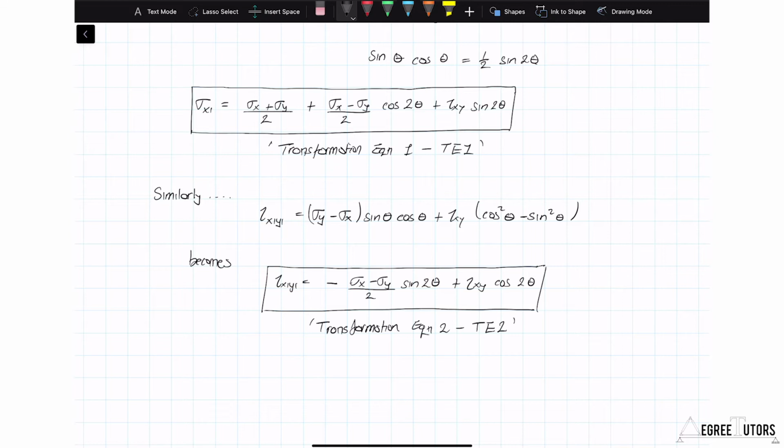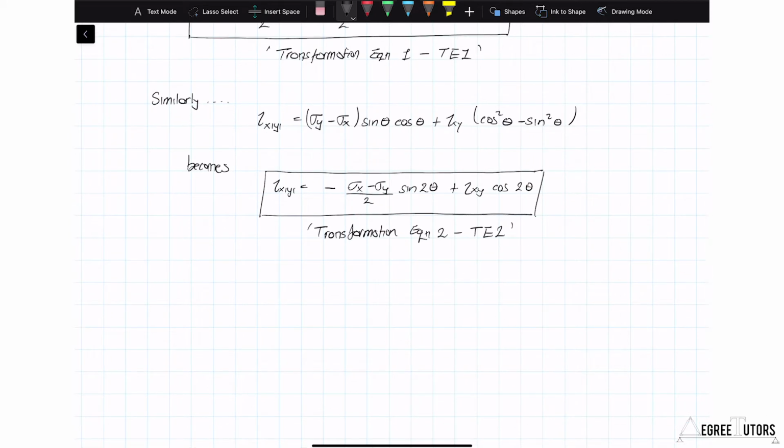All right then, so what has that given us? That has given us, if we imagine some set of faces at some angle theta, some inclined set of faces, right? Well, we've just worked out what is sigma x1, and we've worked out what is tau x1 y1. Now we can go another step further and we can work out what would the stress be on the y1 face, right? Let's call that sigma y1.